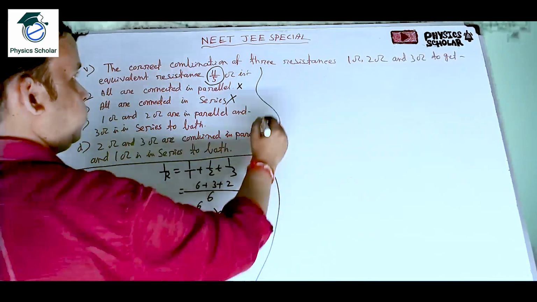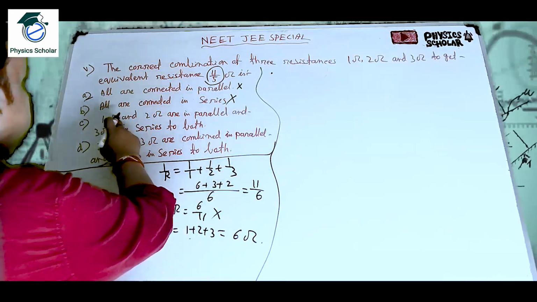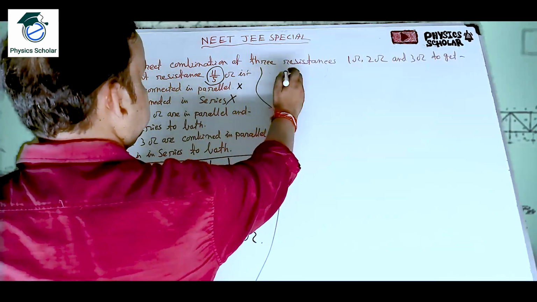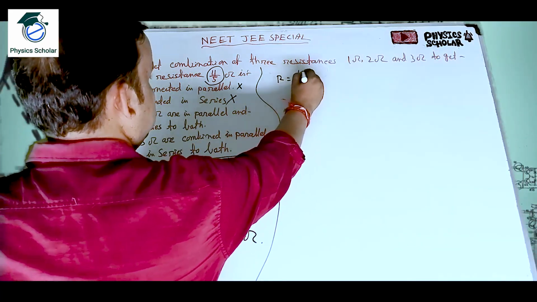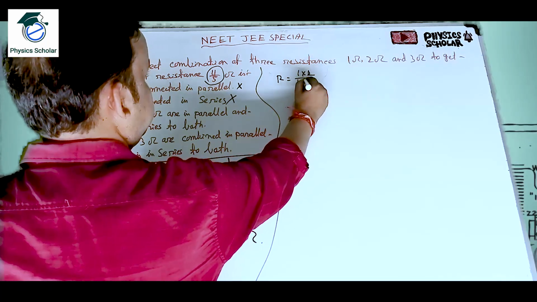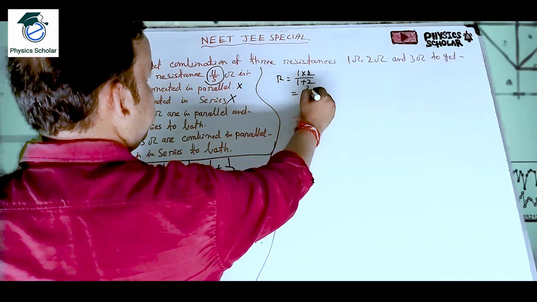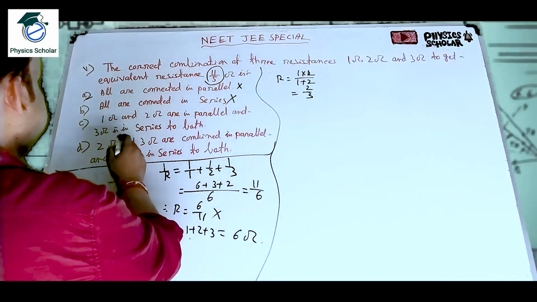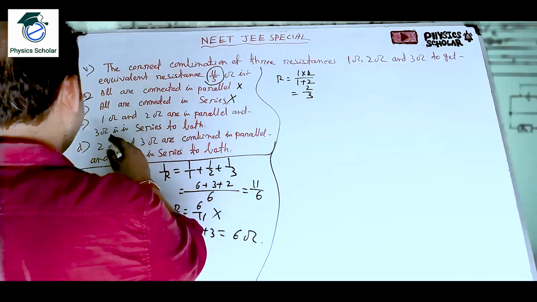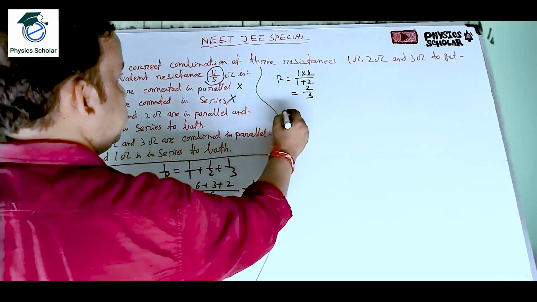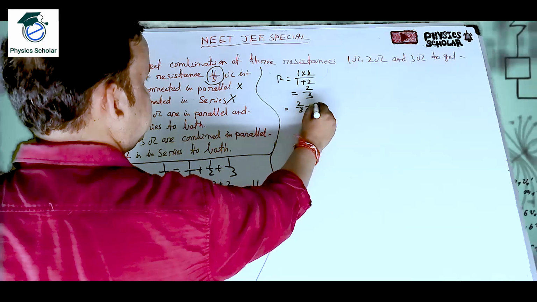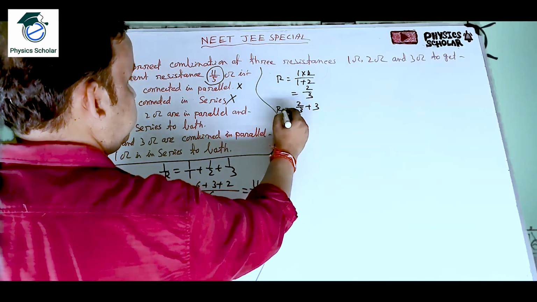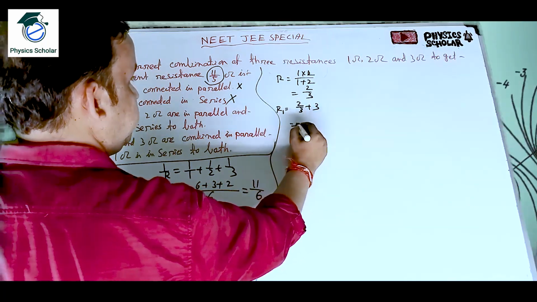Now let us move to option C. In option C, 1 and 2 are in parallel. That means the equivalent resistance R is equal to 1 into 2 divided by 1 plus 2, that means 2 by 3. Clear? And the 3 ohm resistor is in series with both. That means the total resistance R1 is 2 by 3 plus 3.